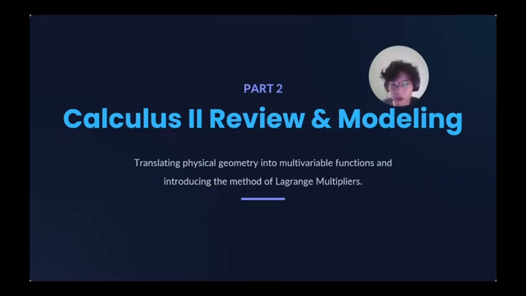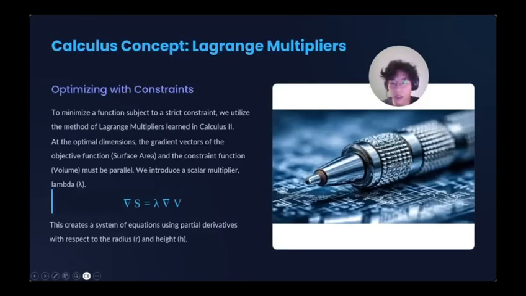Now let's move to part 2, Calculus 2 review and modeling. In this section, we will convert the physical geometry of beverage cans into multivariable functions and introduce the Lagrange multipliers method. First, let's review the key calculus concept: Lagrange multipliers. This method is used for optimization under constraint. As shown on the slide, if we want to minimize a function with a fixed constraint, we apply the Lagrange multipliers we learned in Calculus 2.